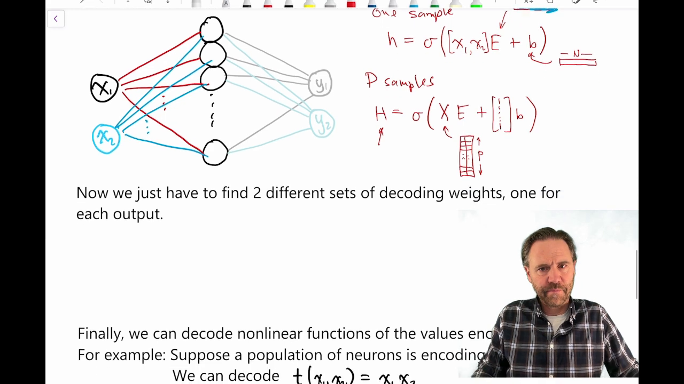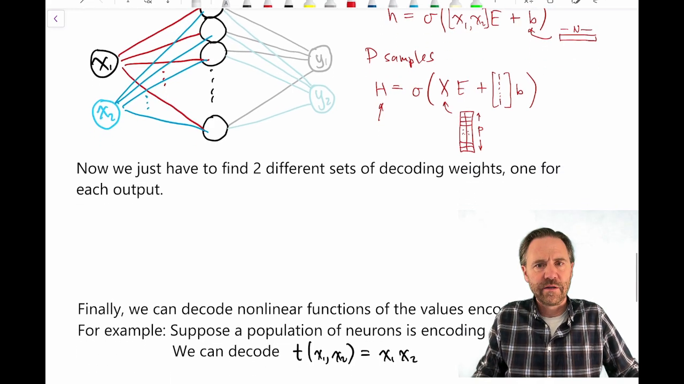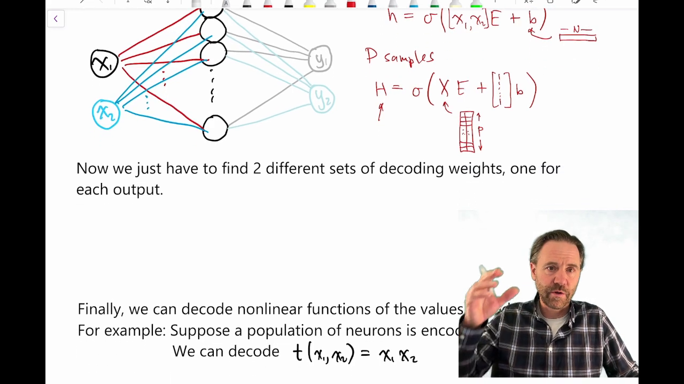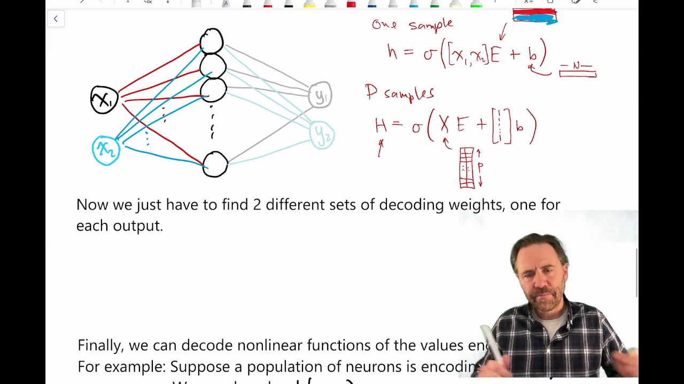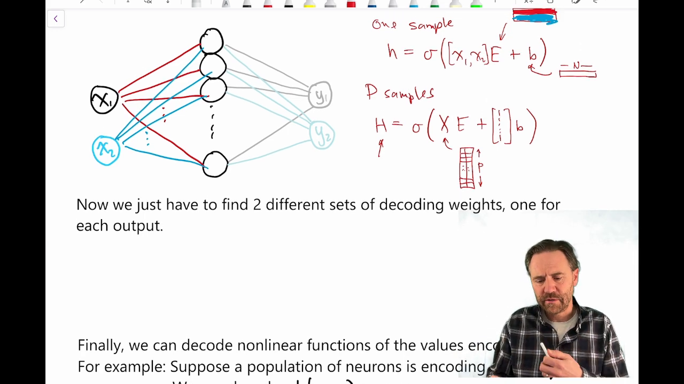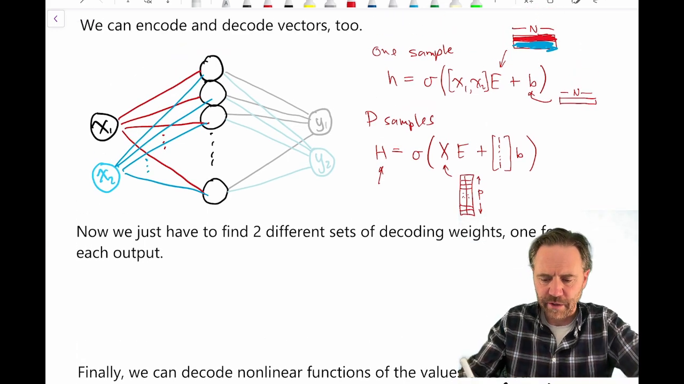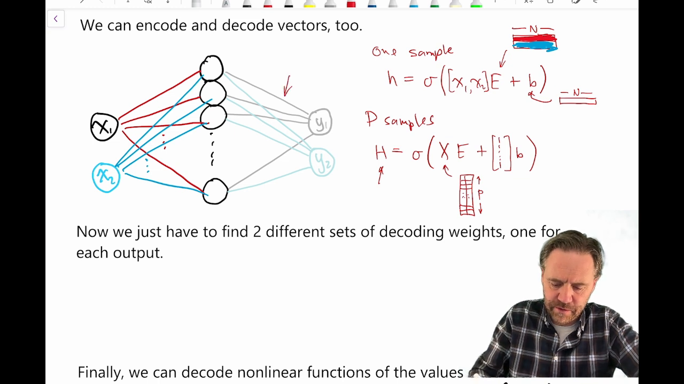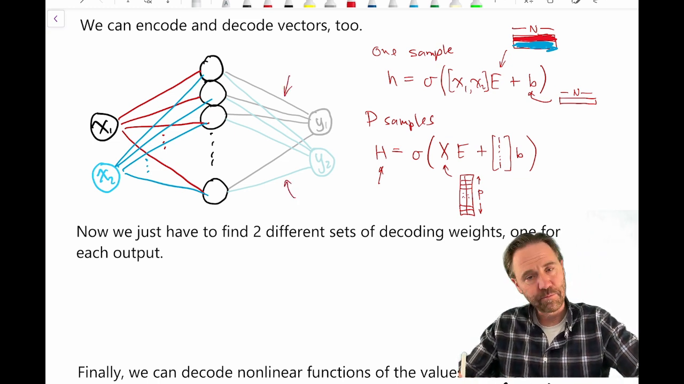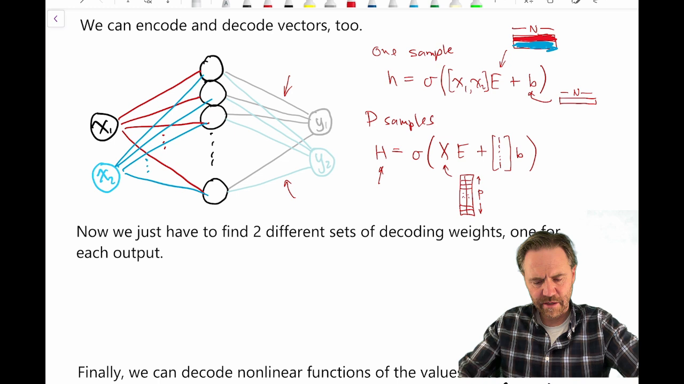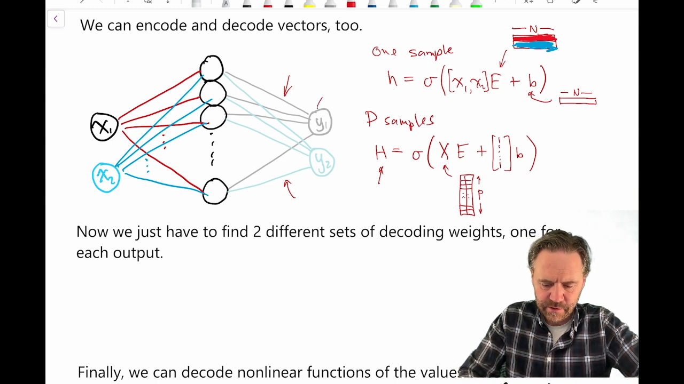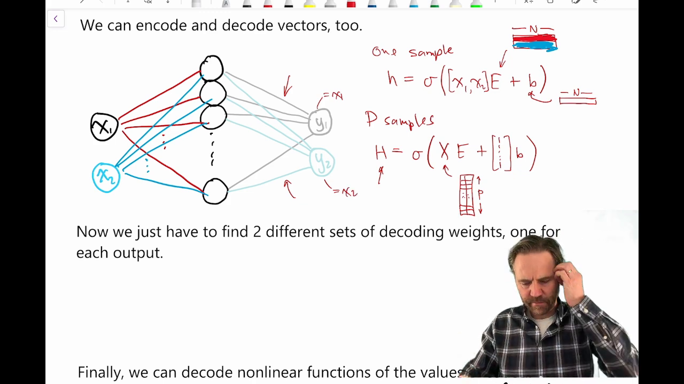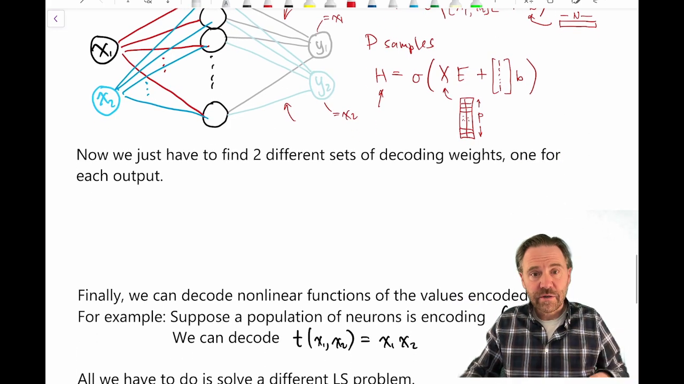Okay. Now we just have to find 2 sets of decoding weights because we're encoding 2 different values. If we want to be able to decode those, we're going to have 2 sets of decoding weights. Shown here is the gray decoding weights and the light blue decoding weights. And we'd want y1 to be equal to x1 and y2 to be equal to x2. So we have to find 2 sets of decoding weights.